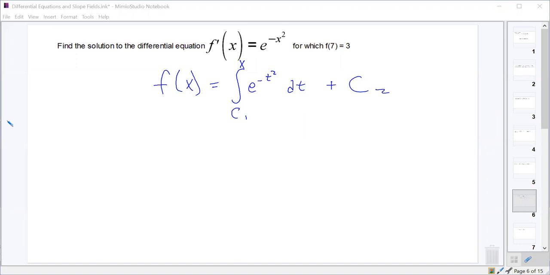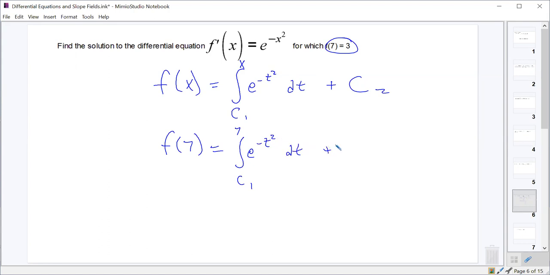So the question is, we haven't incorporated this f of 7 equals 3 into it yet. And so that's going to be what allows us to figure out the value of both of these constants. Because if I plug in 7 for x, f of 7, that should be the integral from constant 1 to 7 of e to the negative t squared dt plus constant 2. True or no? True. Okay. And this should equal what? Should equal 3.